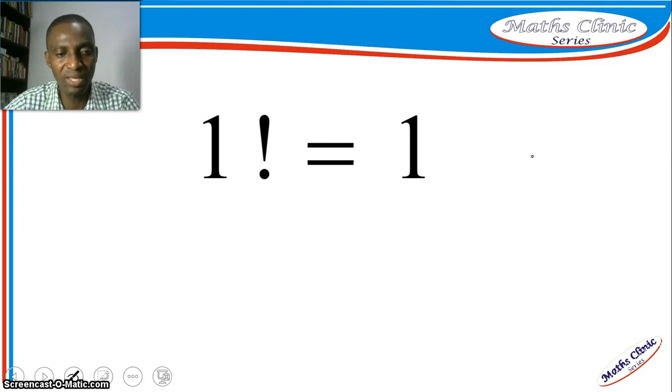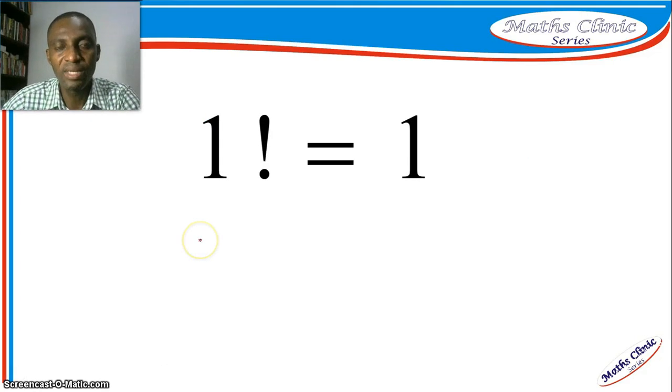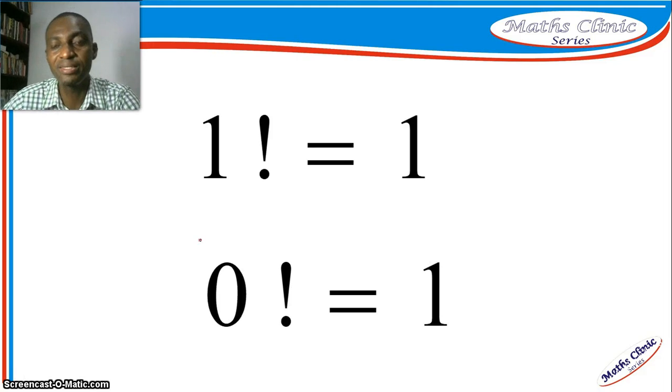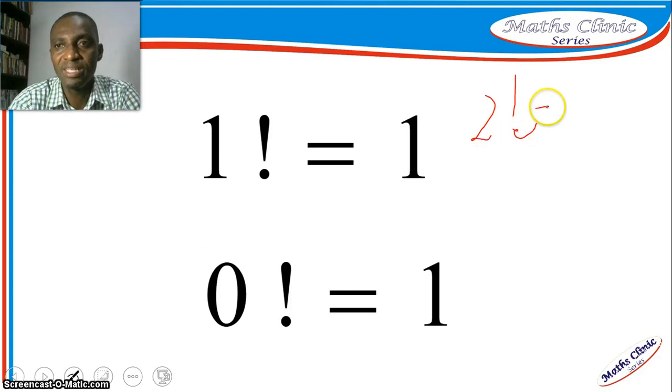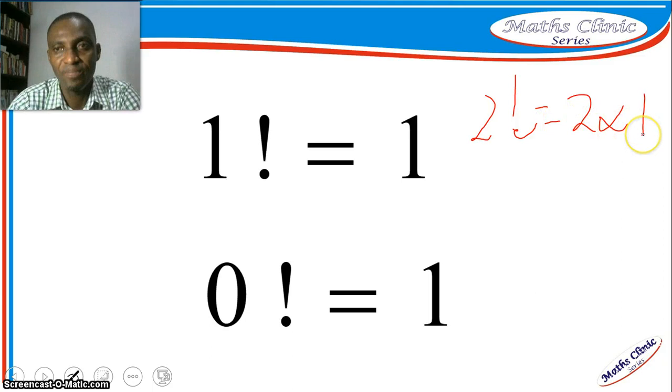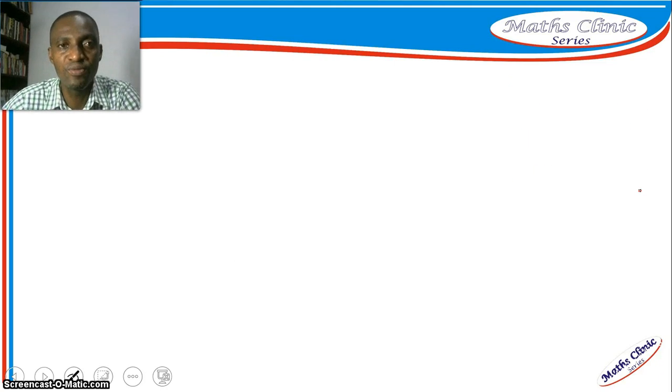Now note something here quickly, that 1 factorial is always 1 and 0 factorial is also 1. And this is amazing, that 0 factorial is always equal to 1. It doesn't make sense, but that is it. Because 2 factorial simply means 2 times 1. So 0 factorial ideally should have been 0 times 1, but it's 1. And if you want to prove this, there's a proof for it.